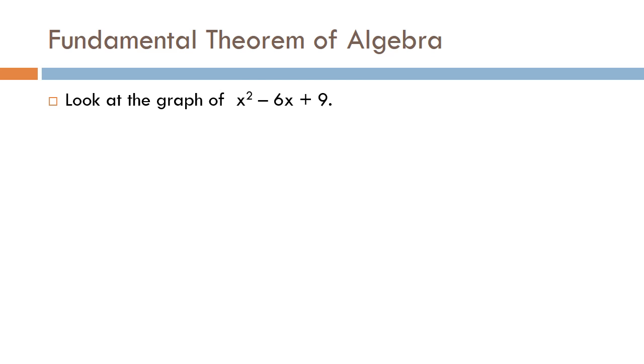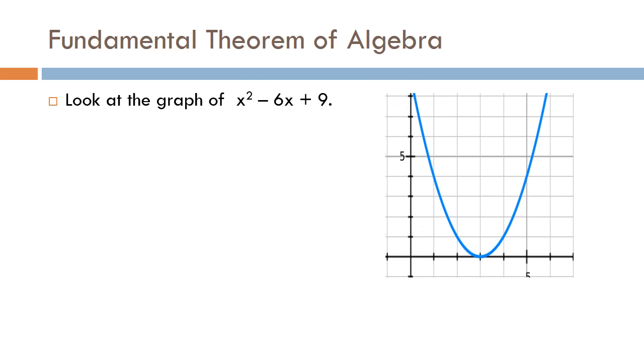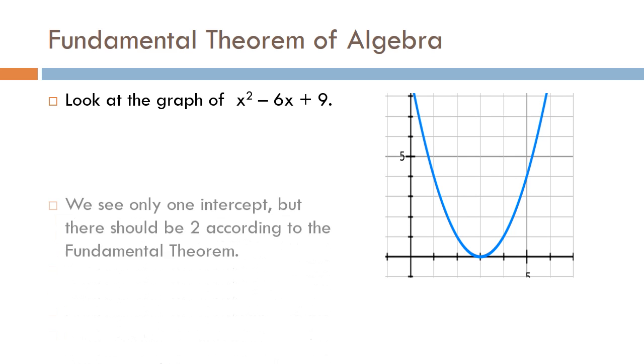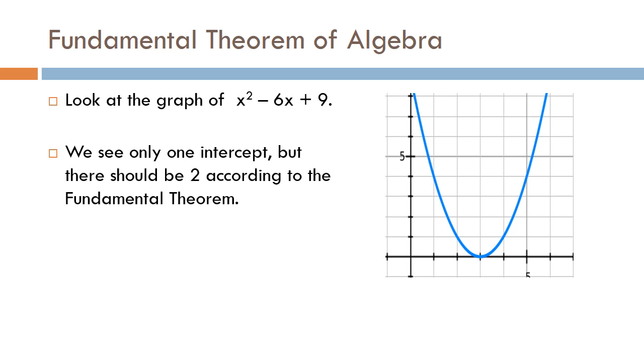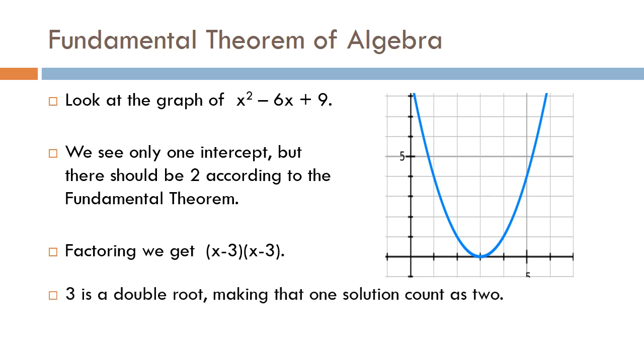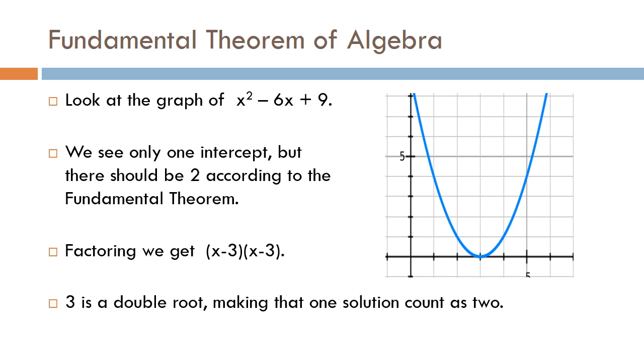Look at the graph of x squared minus 6x plus 9. There it is. You will notice that there's only one intercept, but there should be 2 according to the fundamental theorem. In this case, when we factor, we get x minus 3 times x minus 3, which means that 3 is a double root. In other words, it has a multiplicity of 2, so it actually counts as 2 solutions.